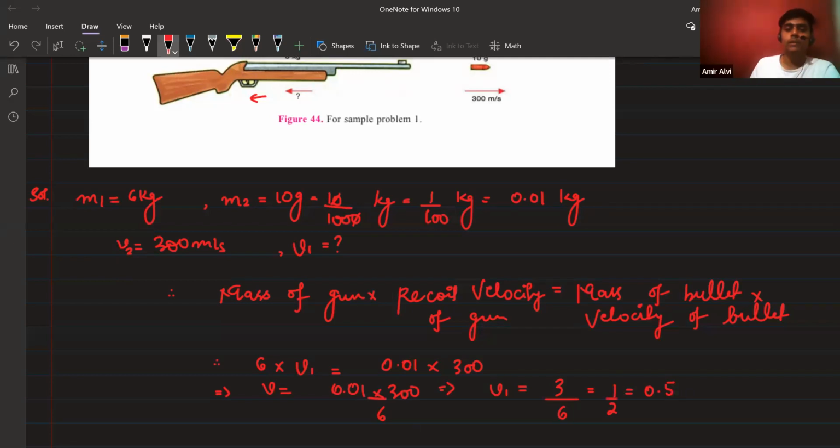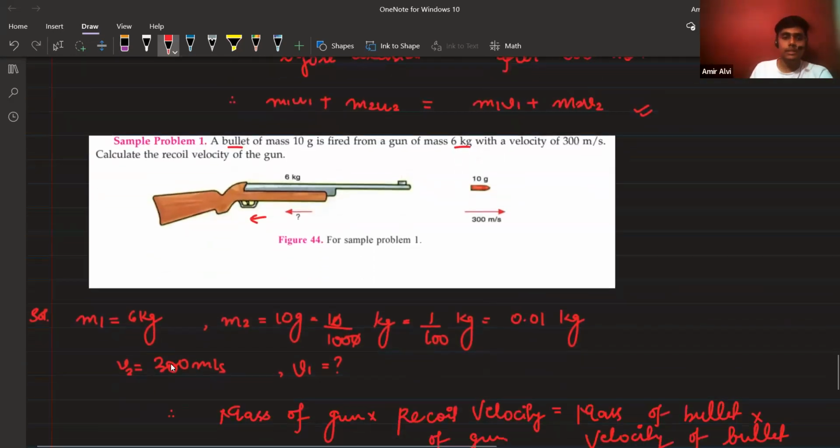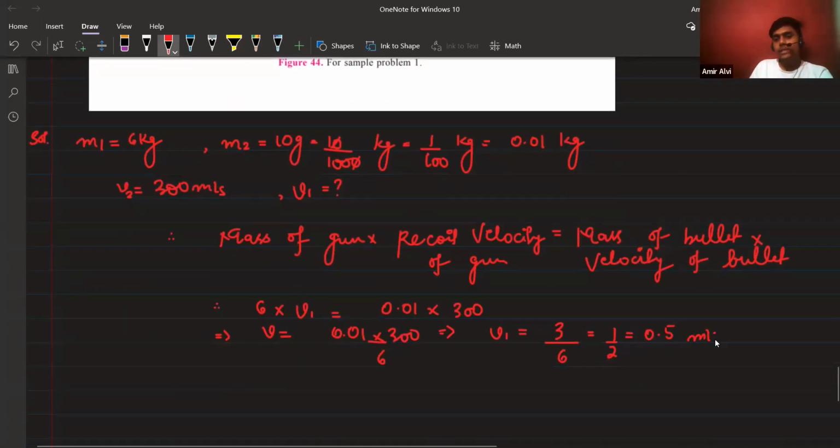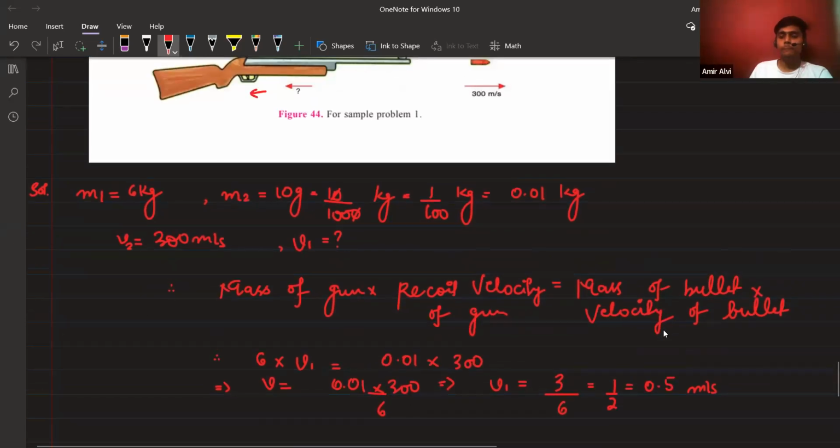Meter per second, kilometer per hour, what? Tell me. Meter per second. Because everything is in meter per second and kg, everything will be in SI units. So meter per second is the SI unit of the speed of the gun.